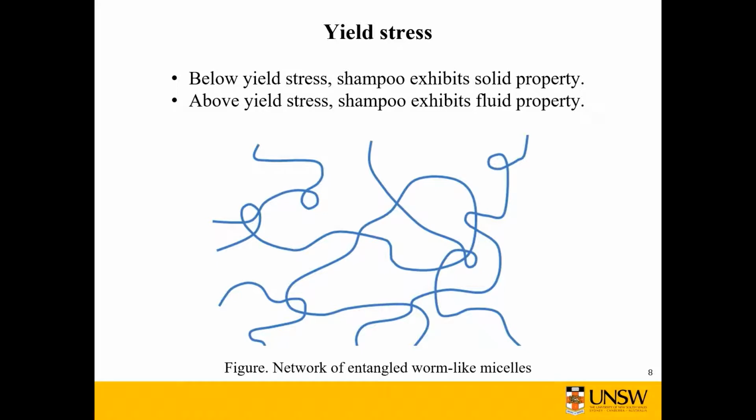The yield stress property can be explained by the microstructure, as the figure shows below. The worm-like micelles entangle with each other, generating a network. When suspensions are placed in the shampoo, if the stress induced by its gravity is lower than the yield stress, the shampoo cannot be made to flow, and thus the suspensions can get stuck in the shampoo.